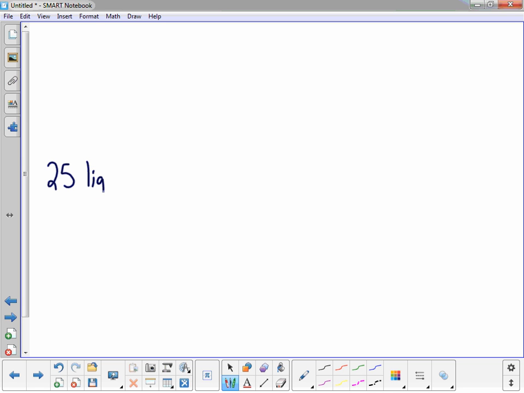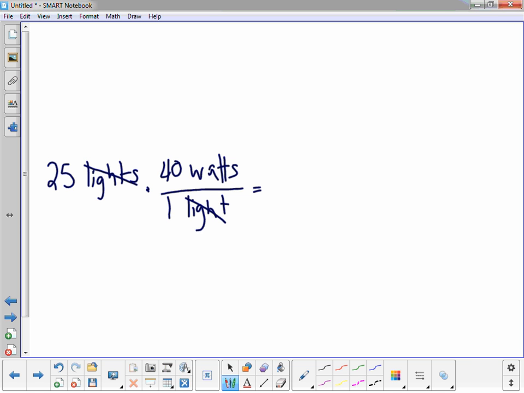So we have 25 lights. It says each light is 40 watts. So there's 40 watts for every one light bulb. Okay, so that's going to cancel out that light label. So now I have things in watts. Okay, then we want to talk about kilowatts. Kilowatts means 1,000 watts. Kilo means 1,000. So I want to cancel out watts and get kilowatts. So since kilo means 1,000, for every 1 kilowatt, which I'm going to label kW, it's 1,000 watts.